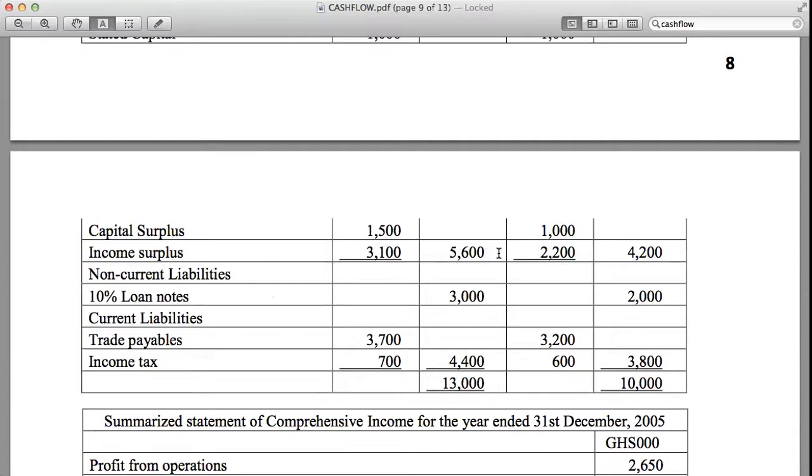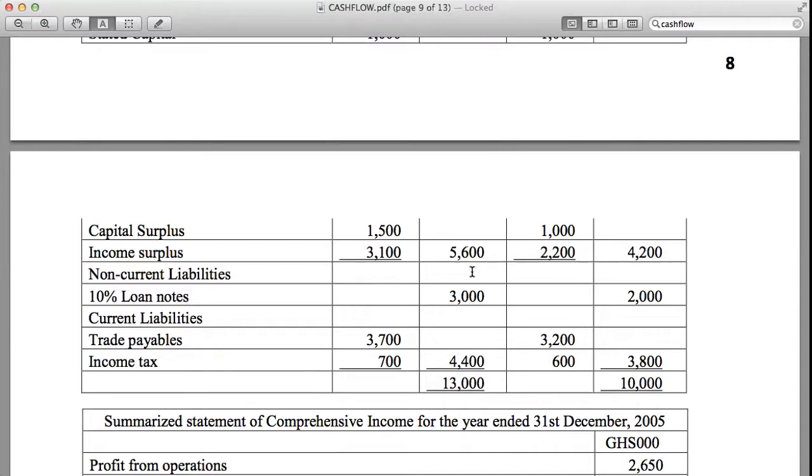Now income surplus, we won't take it except for if they have not given a dividend, then we confirm. Because we already have the profit. They have given us the profit or the summary of the comprehensive income. So hopefully we can get the profits over there. Now let's move on.